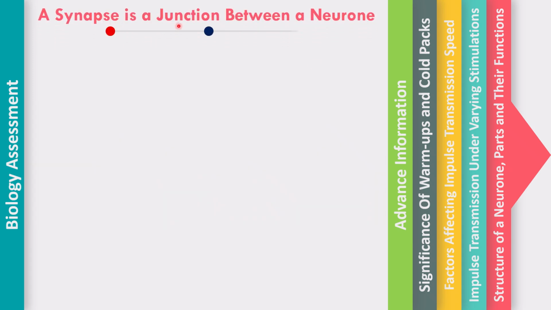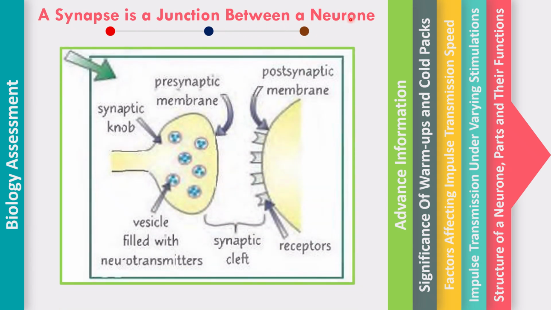A synapse is a junction between neurons. Here we have our synapse. This is the presynaptic neuron and the postsynaptic neuron. The presynaptic neuron has vesicles which are filled with a neurotransmitter. And then the postsynaptic membrane has receptors. And the gap in between them is what we refer to as the synaptic cleft.